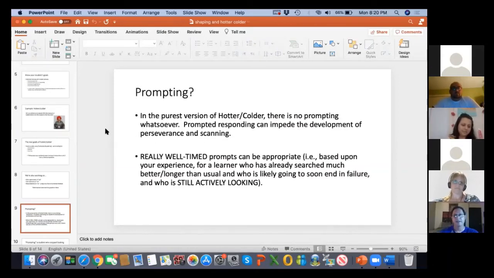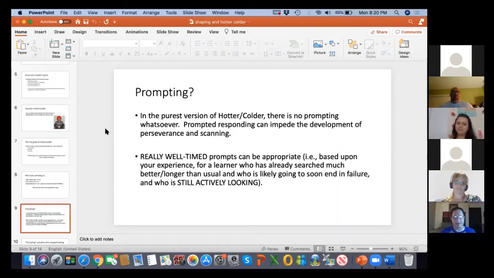Okay, prompting. Here's the question mark. Prompting in the purest version of Hot or Colder, if we're really doing it like an ideal purist, there's no prompting whatsoever. We just get started and say, okay, good luck. I'm going to tell you when you're closer and tell you when you're further. Prompted responding can impede the development of perseverance in scanning.